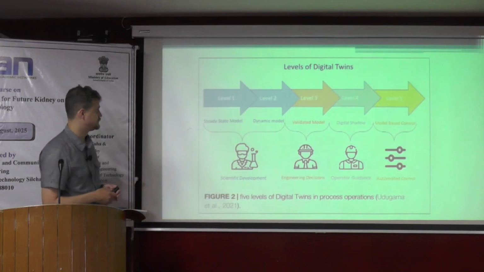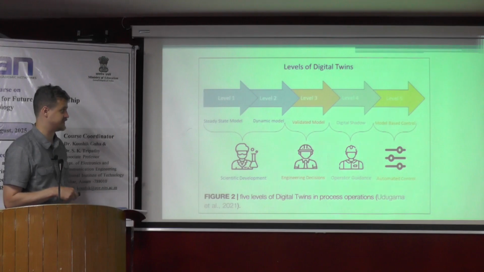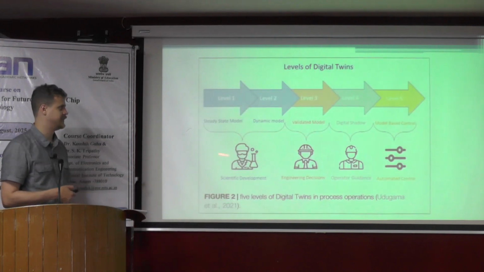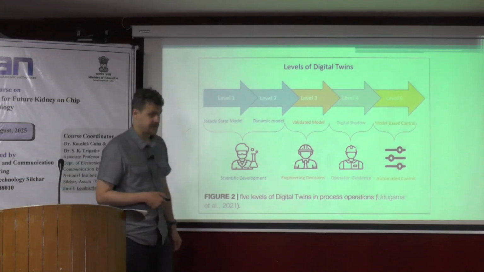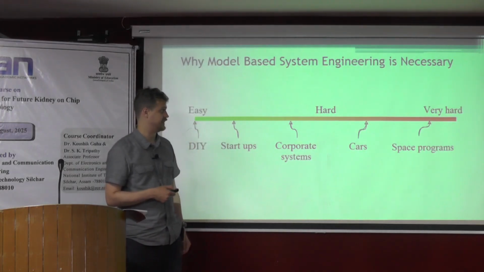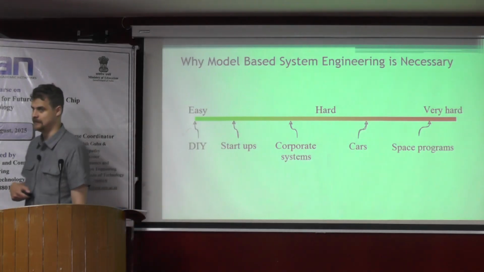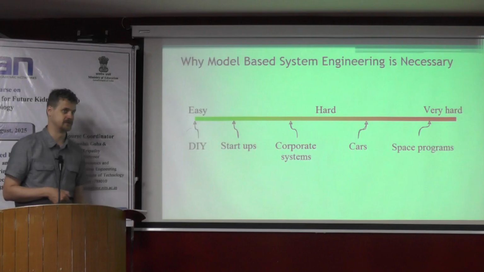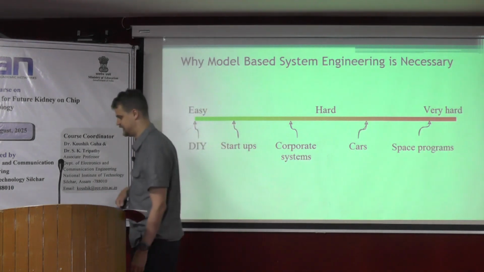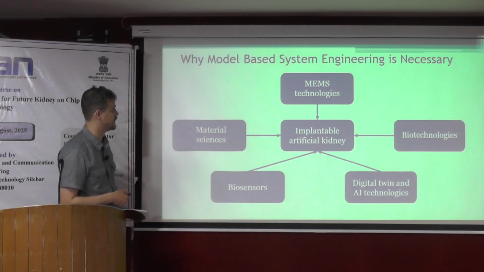So in that case, we require interaction between different types of specialists who will participate in the development of a very complicated object. In our case, it's the implantable kidney. And the implantable kidney goes from hard to very hard technology, because it requires a lot of different parts that require the involvement of different specialists, like material science specialists, physicists, chemists, MEMS technology specialists, AI specialists, and so on.